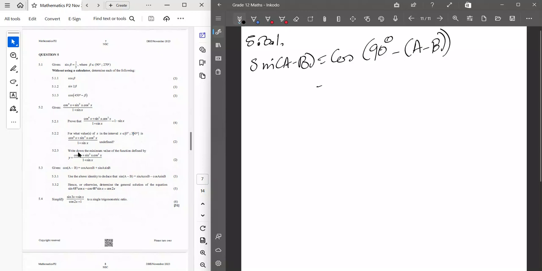So let's simplify this: cos(90 degrees minus A plus B). Maybe let's do it this way: 90 degrees plus B, close, minus A. Is that okay? Even if we do it in this way, it's still going to give us the same answer.